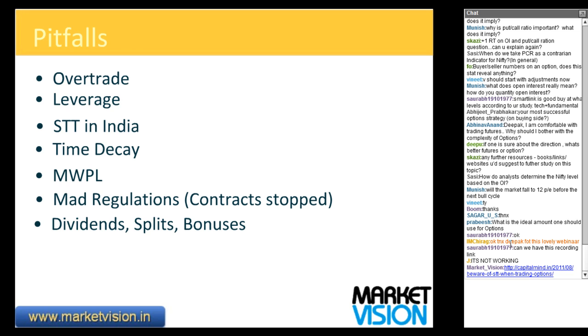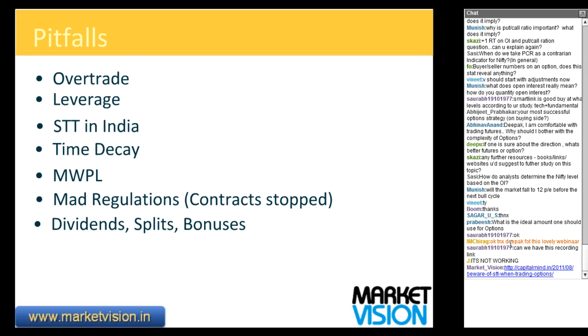Dividends, splits and bonuses can affect it. Options don't get a dividend. If the stock announces a large dividend just before the expiry date, the stock will go down by the dividend amount on the day it becomes ex-dividend. So your option price will also go down correspondingly, because the option is supposed to expire only on expiry day. Everything's European now. So dividends come in your way sometimes in your long options. It comes in your favor when you're short options.